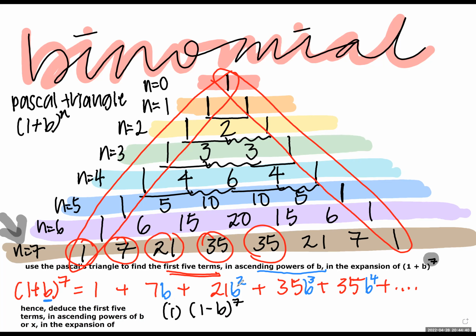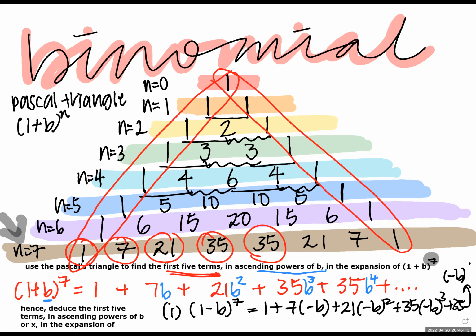How your teacher can say it is 1 minus b to the power of 7. You need to be very careful now, because right now, instead of plus b, I want a minus b. Therefore, my b will all be replaced by minus b. So it will be 1 plus 7 bracket minus b plus 21 bracket minus b squared plus 35 bracket minus b cubed, and the last one, plus 35 bracket minus b to the power 4.